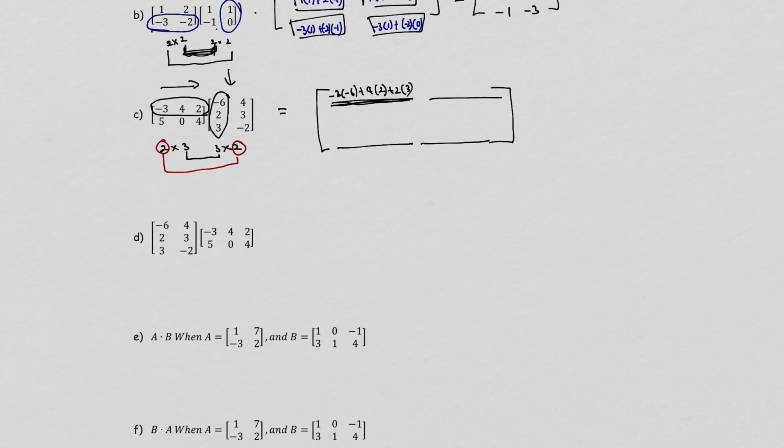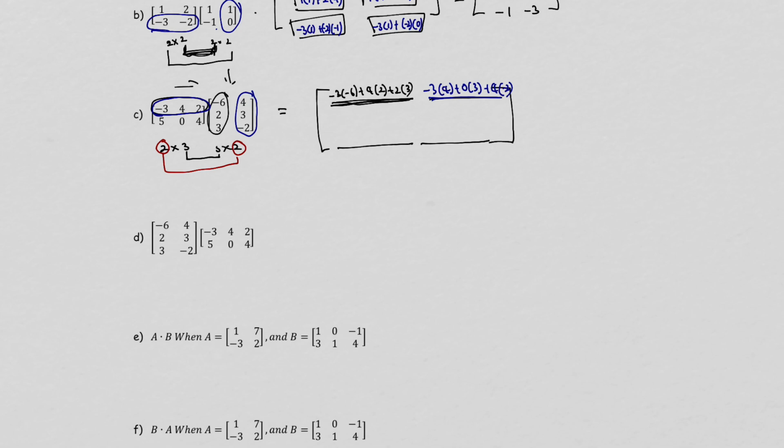And then if I wanted to get, you know what, I can just leave it as it is. Let me just use the different colors, right? So if I wanted to get first row, second column, I will do first row multiplied by second column from the second matrix. So it will be negative 3 times 4 plus 0 times 3 plus 4 times negative 2.